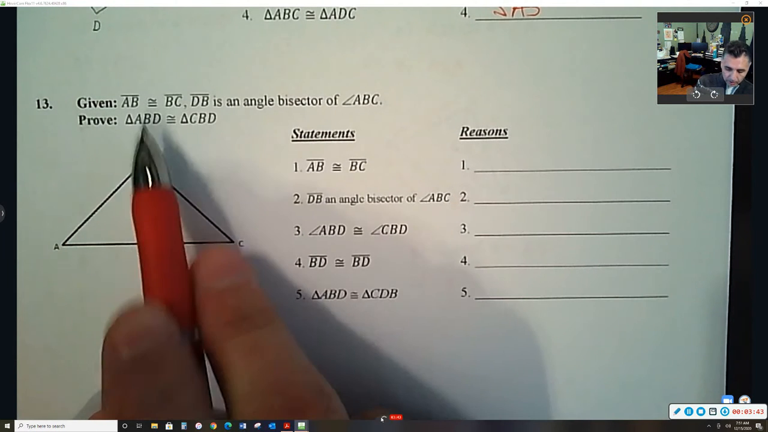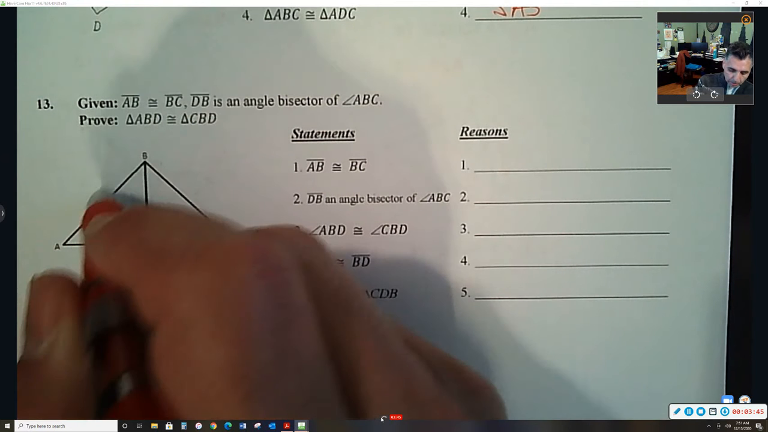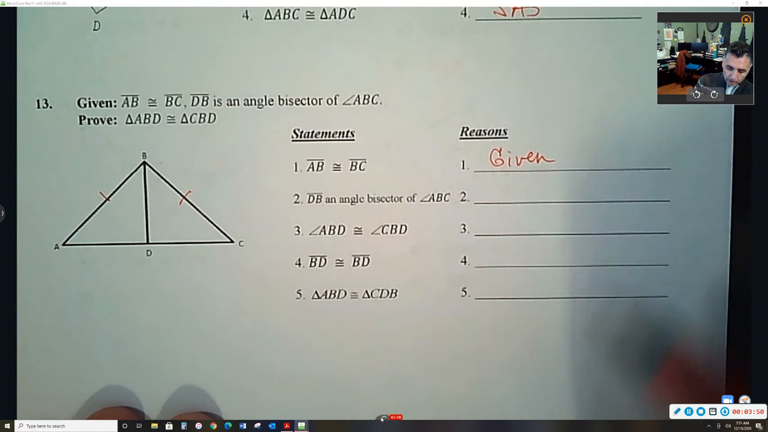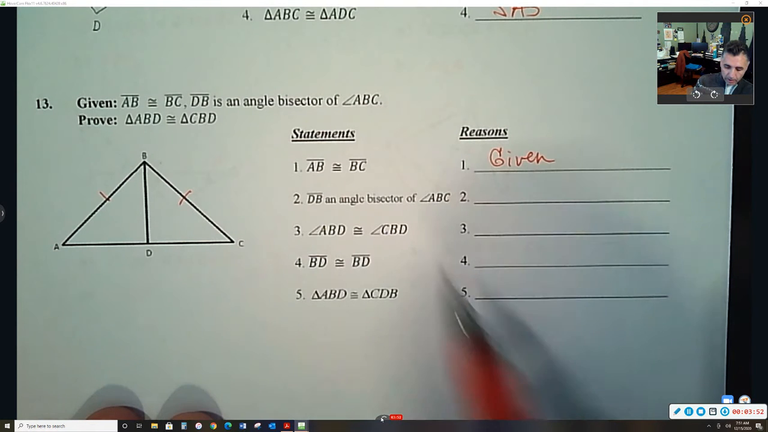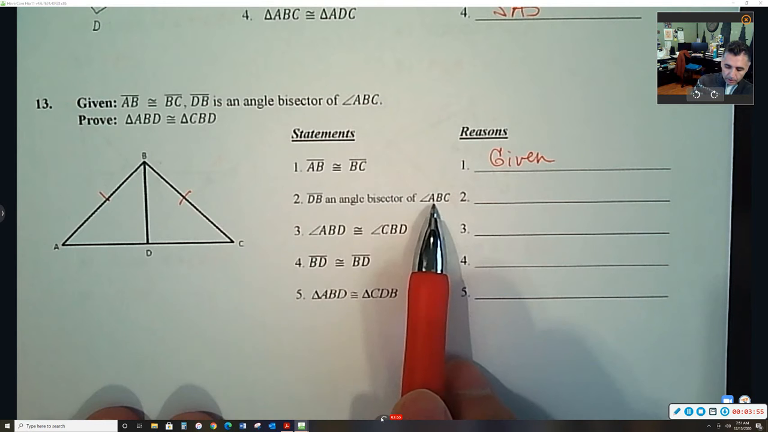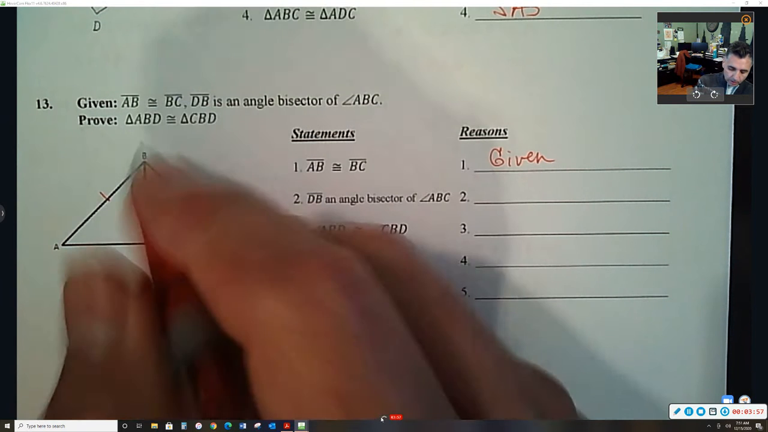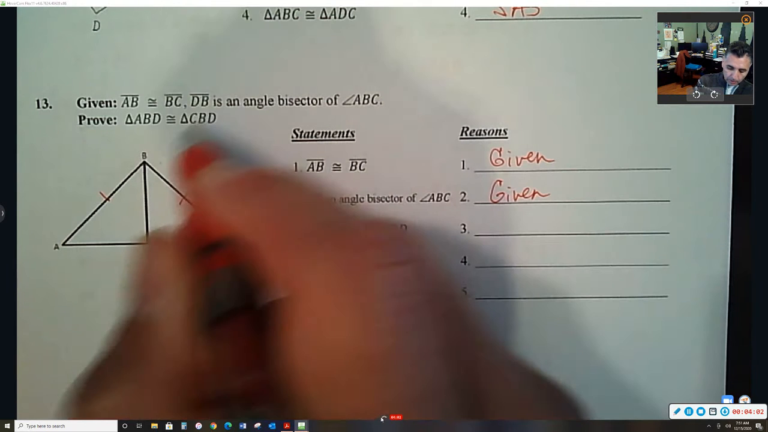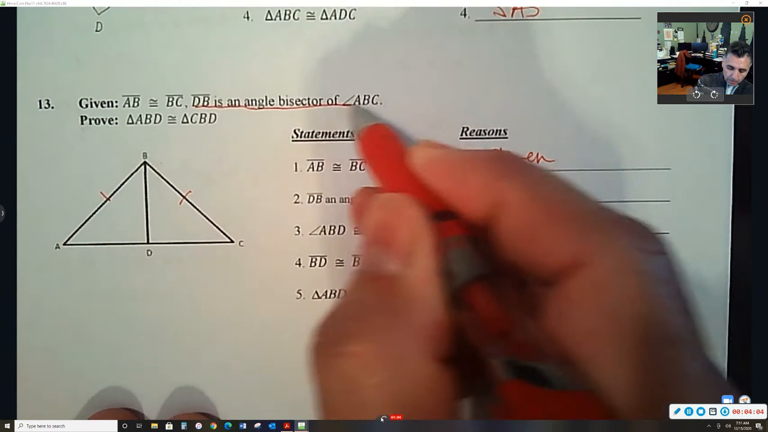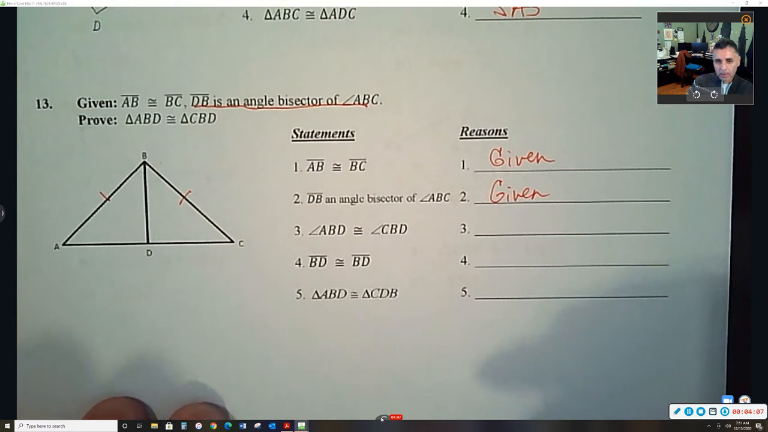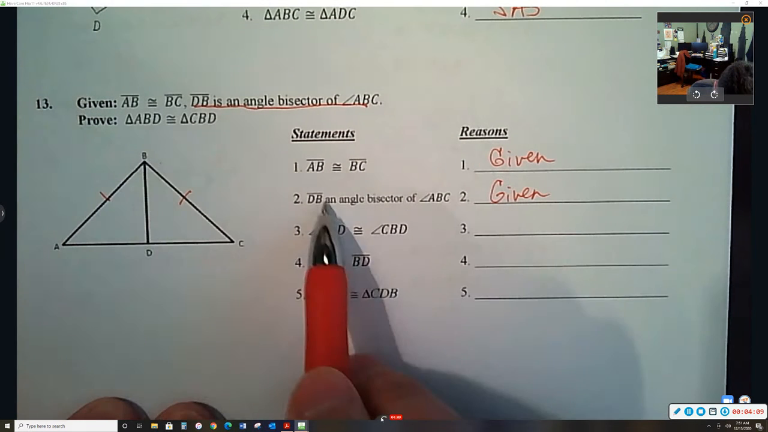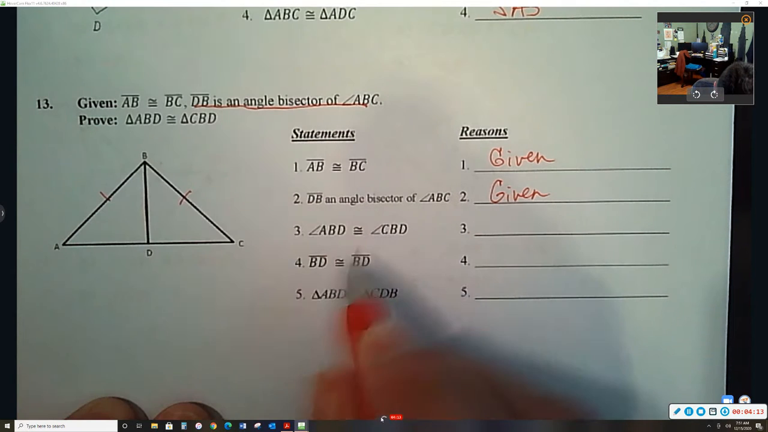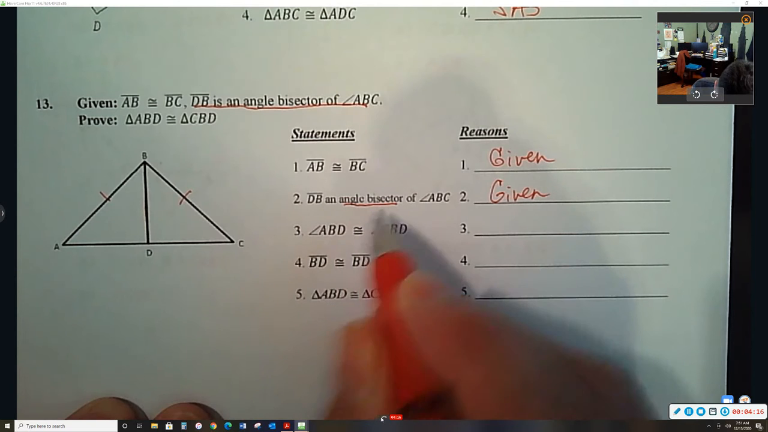So if you look at this, AB and BC, here's AB, here's BC. I know those two sides are congruent because it's given. And then DB is the angle bisector of triangle ABC. So BD, well here, I know that is true because it's given. Okay, I know that's true because that's given. And we have to remember, see, DB is this line segment here. We have to remember what it means to be an angle bisector.